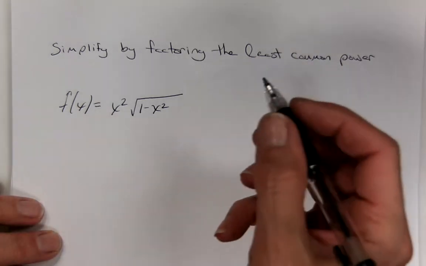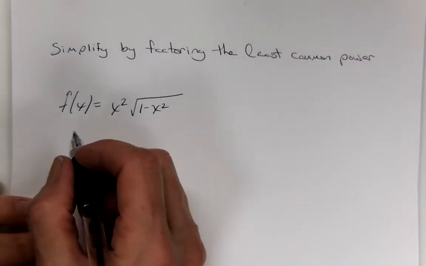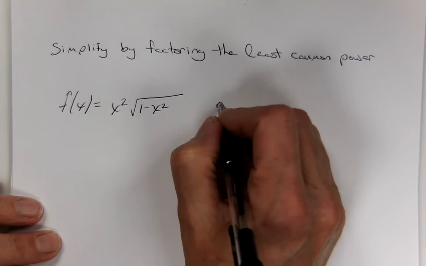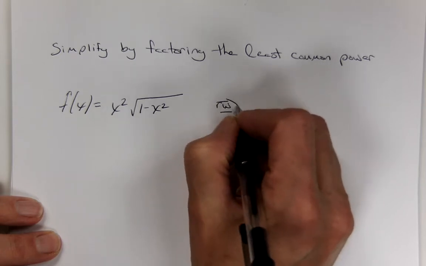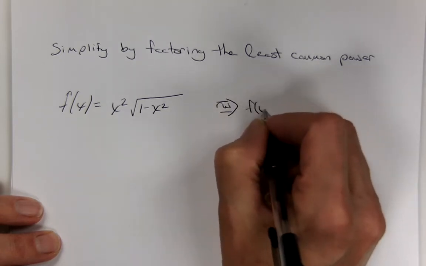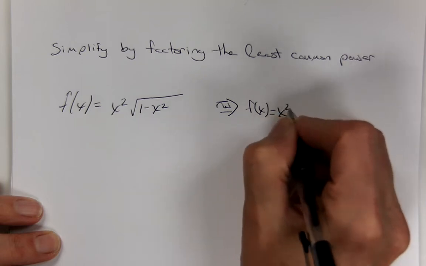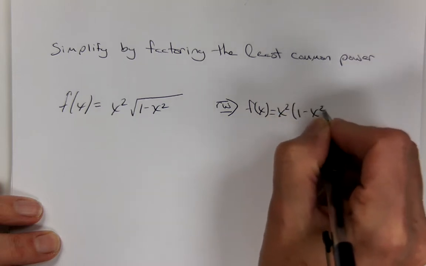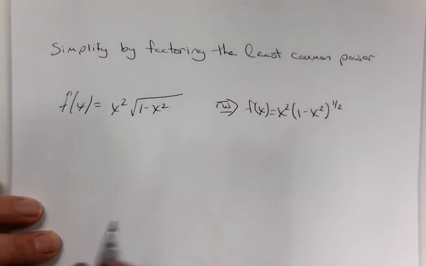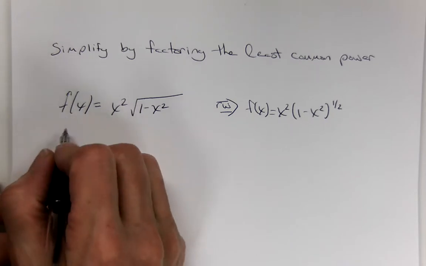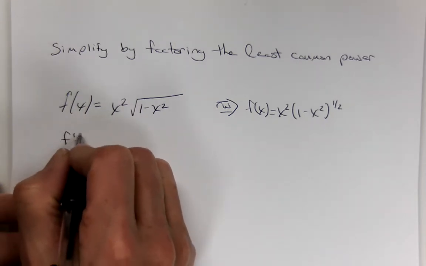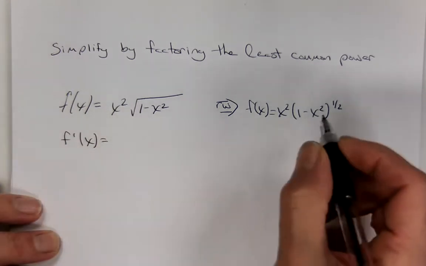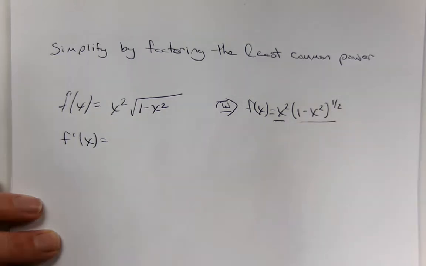So first I'm going to find the derivative. So I'll rewrite. And we have f of x equals x squared times 1 minus x squared to the 1/2 power. And then I'm going to take the derivative, and then we'll practice the factoring. F prime of x equals, and first factor, second factor.